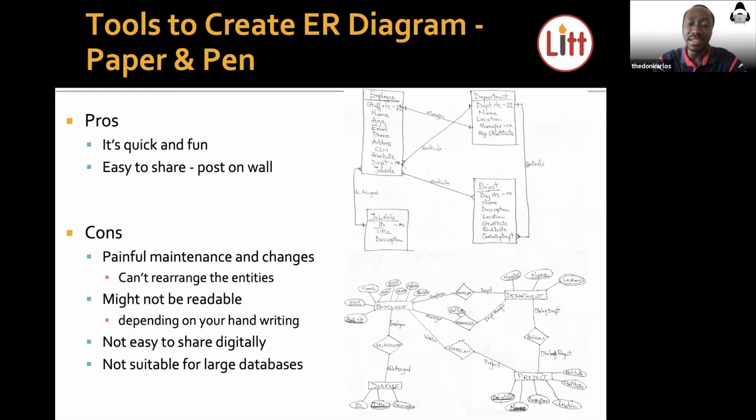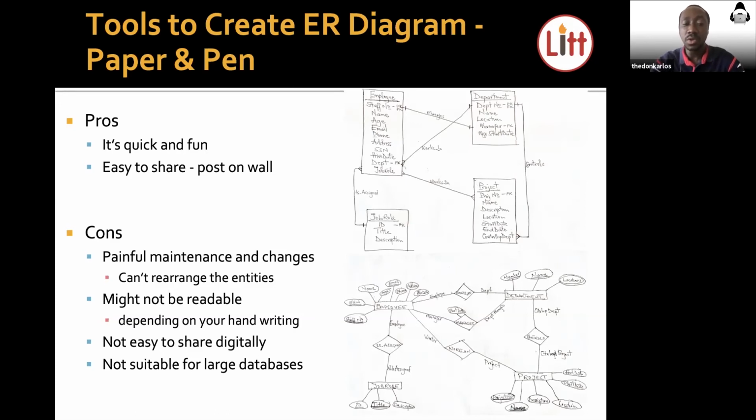Maintaining this could be painful because anytime there's a new entity or a new attribute, you might have to draw the whole thing again. Or sometimes you want to rearrange the entities to make it not too clumsy, and you would end up drawing the whole thing several times. If the person drawing doesn't have good handwriting, it might not be readable. Sharing it digitally would also not be good because you'd only have to take a picture, and you can't collaborate with people unless they are physically present with you.